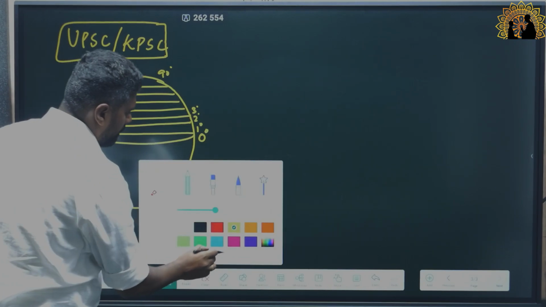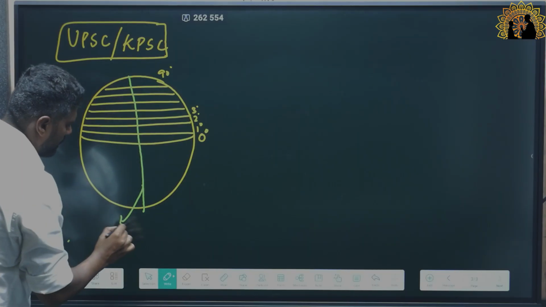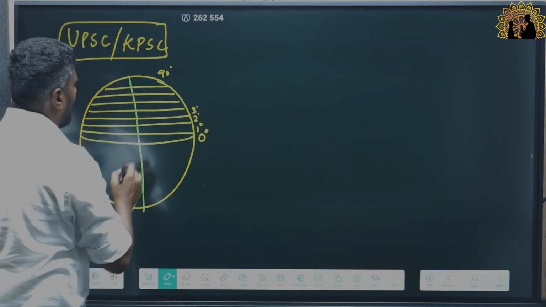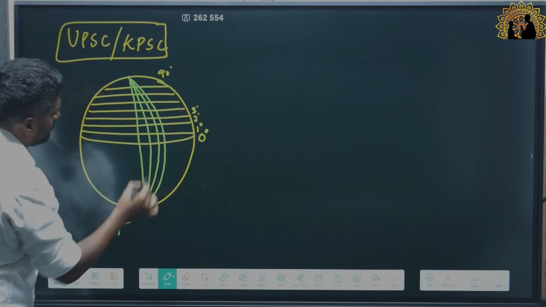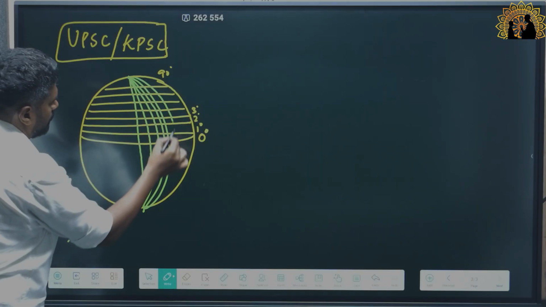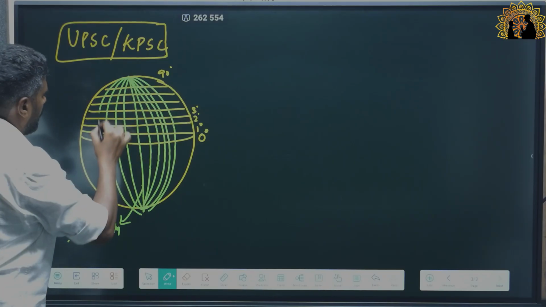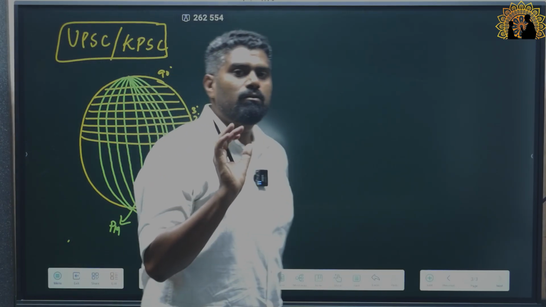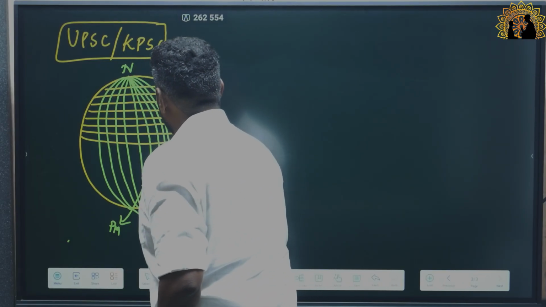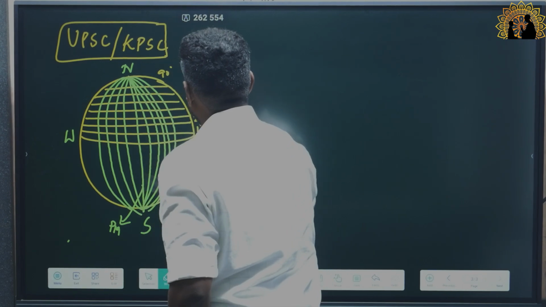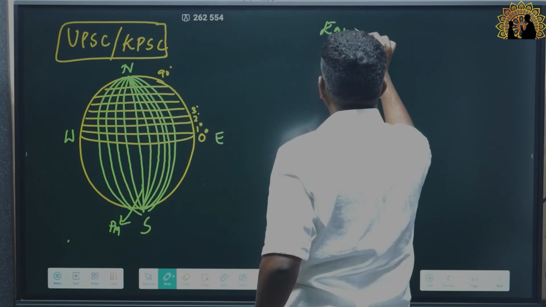Okay, now we have to have longitudes. So that is your Greenwich meridian, the prime meridian. We have 1 degree east longitude, 2 degree east longitude, and like this it goes on both hemispheres. Now the point you have to understand from the angle of UPSC and KPSC is, this is your north pole, south pole, this is west, and this is east.